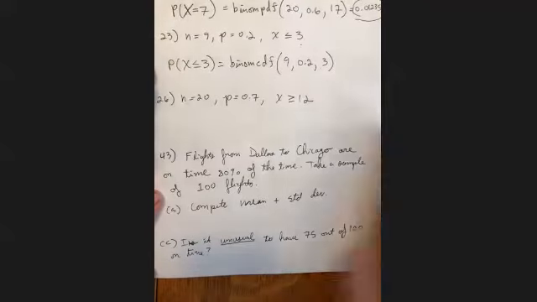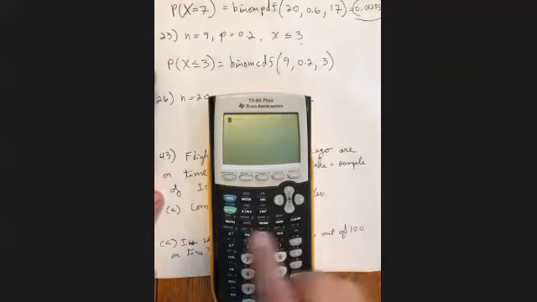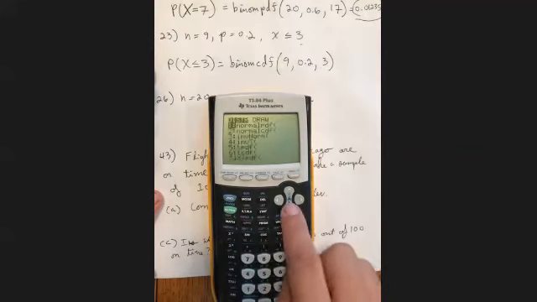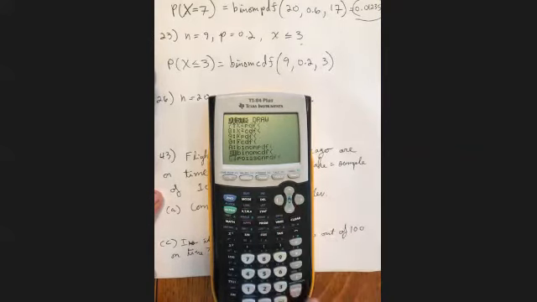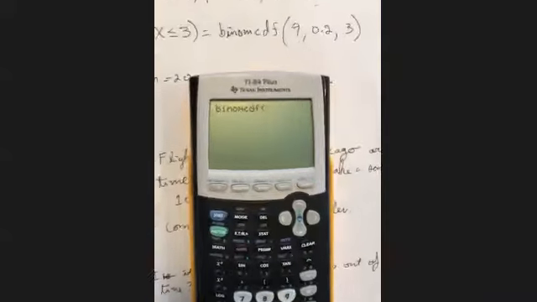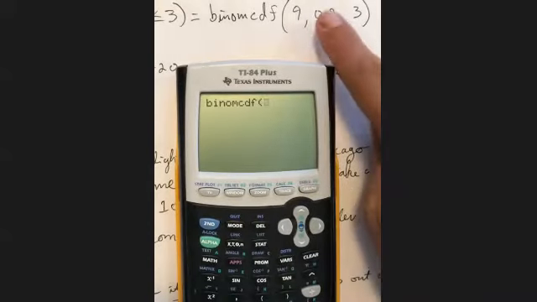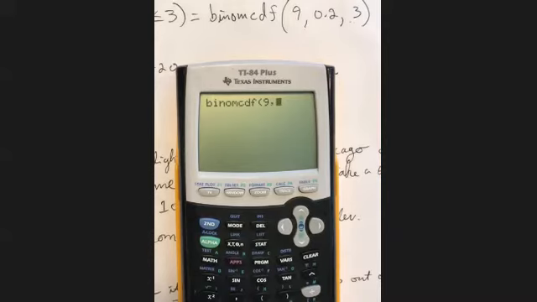So we're using the binom CDF. We'll get to it the same way. Second, vars, scroll way down till we get the binom CDF. Then we put in the inputs that we have up here, 9, 0.2, 3. And we get 0.914.